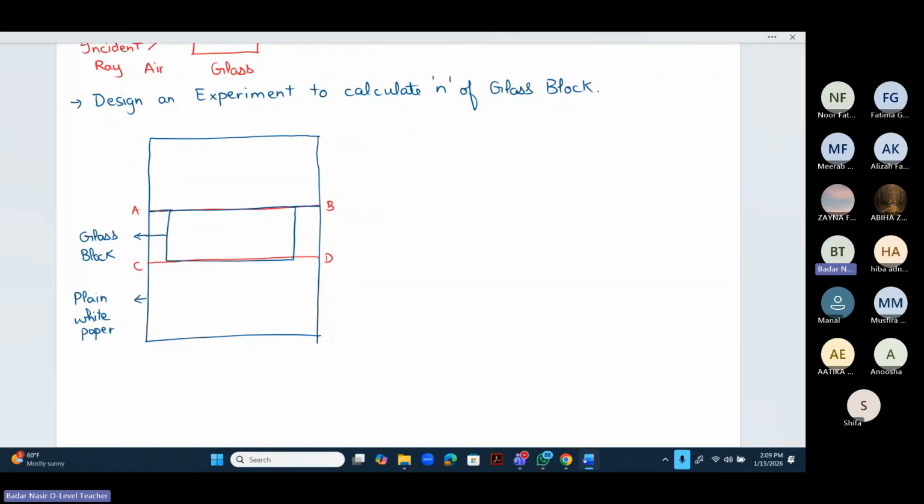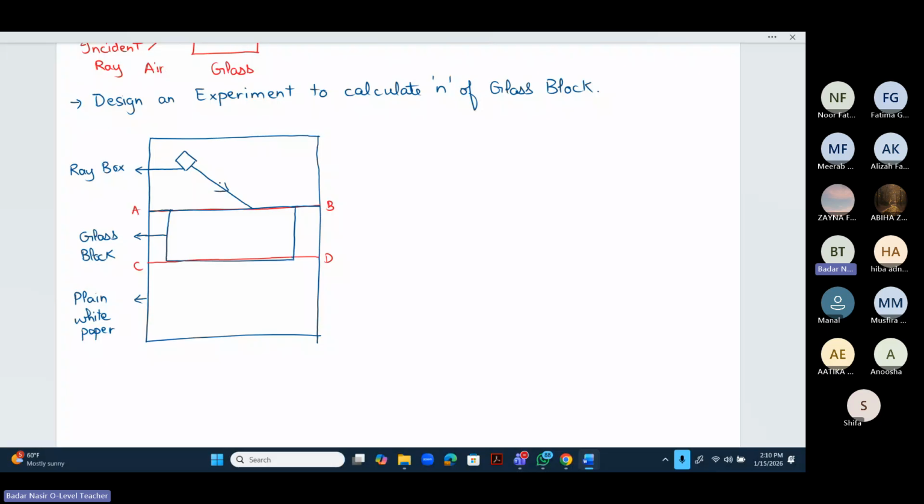Now, what is the name of the device that is used to produce an incident ray of light? That device is a ray box. So we're going to use a ray box. This box is a ray box. ठीक है, ray box क्या करेगा? It will produce a ray of light which is going to be incident on the surface of the glass block.